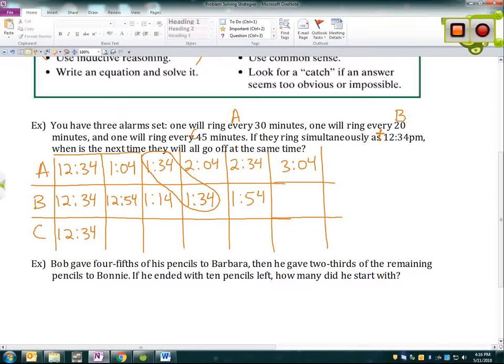So instead of continuing with alarm B, I'm going to hop to C, and if alarm C also rings at 1:34, then I know that's my answer. If it doesn't, I can go back up to the second row and continue filling out more times. So alarm C rings every 45 minutes, okay? So it rings at 12:34, and then the next time it will ring is going to be at 1:19, and then at 2:04, and at this point I've already passed 1:34 p.m., so I know I need to keep going.